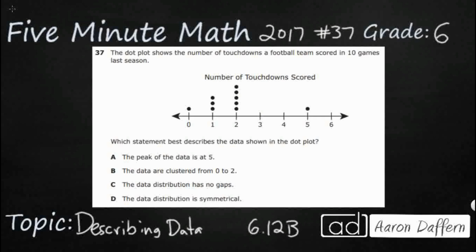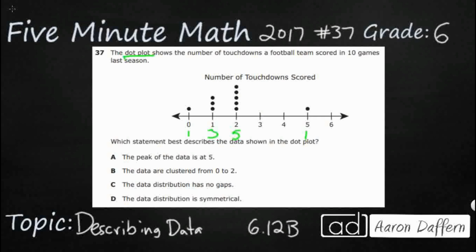So we have a dot plot, sometimes called a line plot, and it shows the number of touchdowns a football team scored in 10 games last season. With this dot plot, you simply have a dot representing each game. So we had one game in which there were 0 touchdowns scored. We had 3 games, because there are 3 dots, in which 1 touchdown was scored. 1, 2, 3, 4, 5 games for 2 touchdowns, and then, wow, one game was 5 touchdowns. So there's your 10 total games.